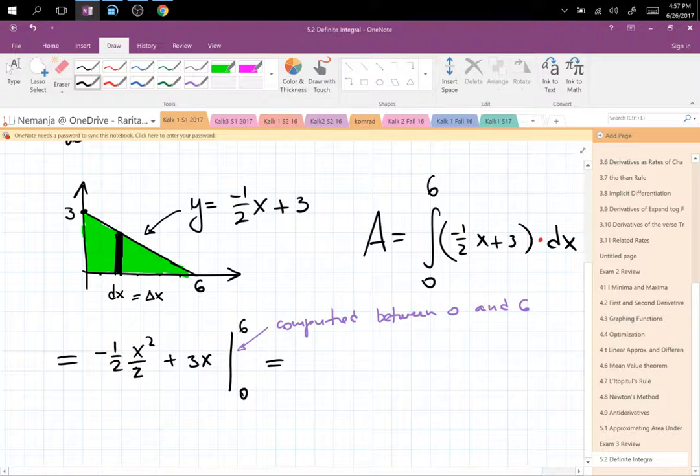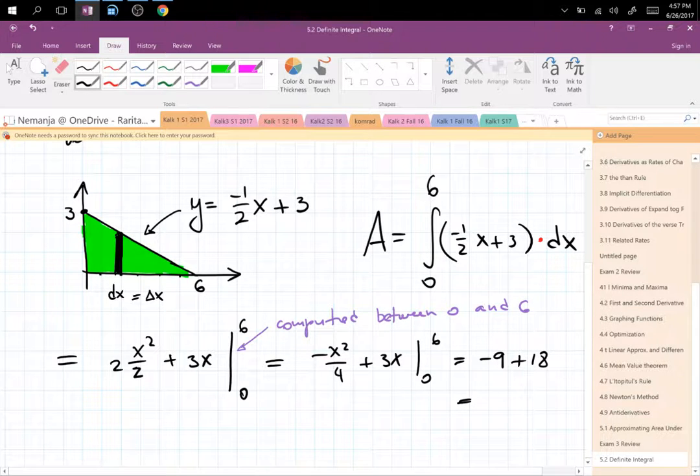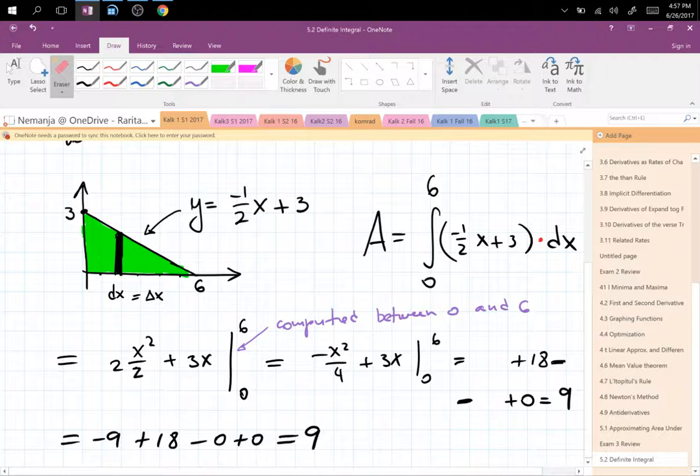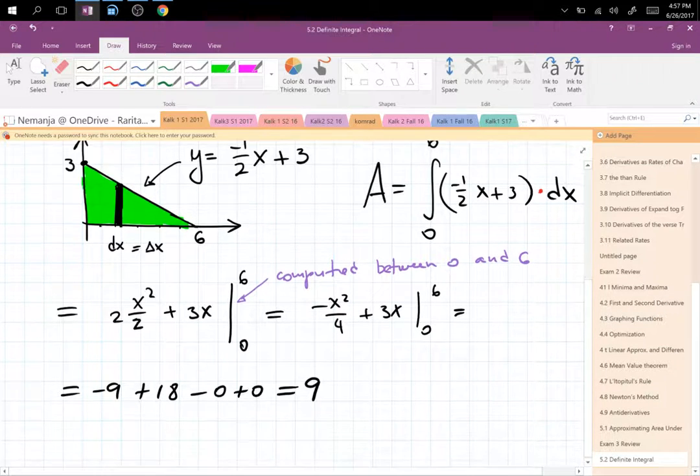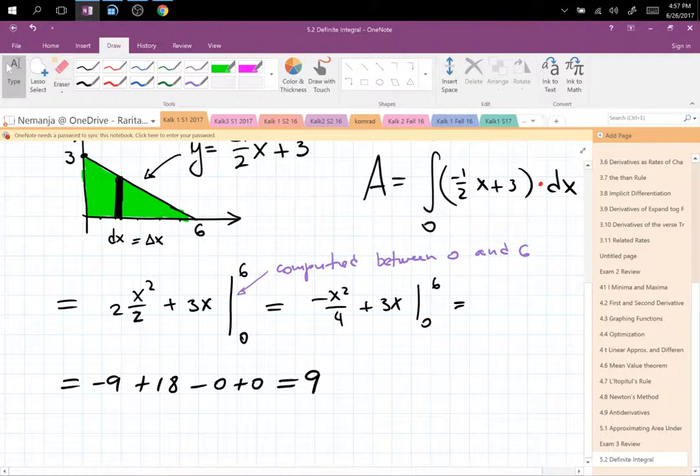So now what we have is negative x squared over 4 plus 3x from 0 to 6. That's negative 36 divided by 4, negative 9, plus 18. Well, I didn't tell you how to compute this, but minus 0 plus 0, and all together is 9. Maybe I should go into the next line. Negative 9 plus 18 minus 0 plus 0 is 9. There we go. I erased this. So this is how you compute the area using integrals.